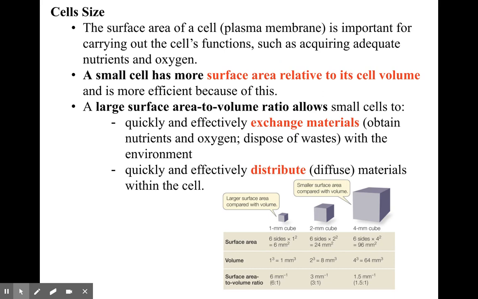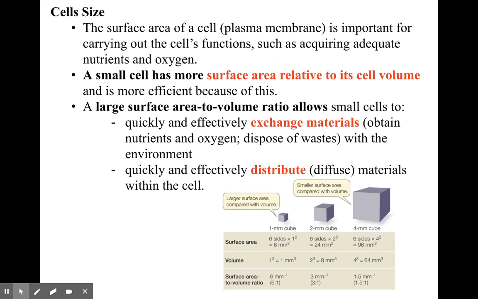Now, cells are stuck at a certain size. Many of us might think that the larger you are, the bigger your cells, but that actually is not true. It's not that the larger you are, you just have more cells. And there's a reason for that, which has to do with surface area. Surface area, remember, is the outside part of the cell compared to the volume. Area is length times width, whereas volume is length times width times height.